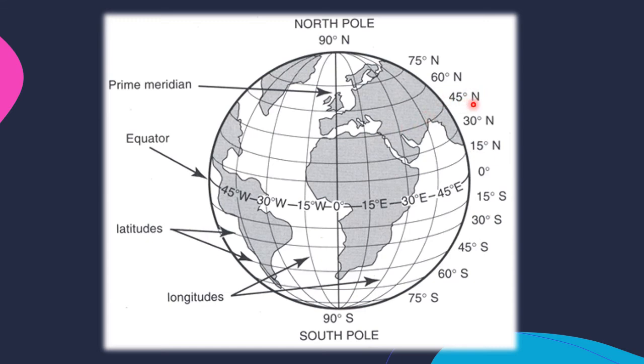See, here you can see 45 degree N, 30 degree N, 15 degree N. So this N here denotes north. So these are north latitudes. Whereas 15 degree south latitude is this one. 15 degree south latitude. So here S denotes south, 30 degree south, 45 degree south. So there are north latitudes and south latitudes also.